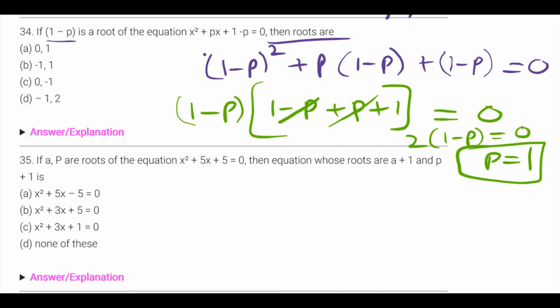P can be 1, or if I solve this, I'll get if p equals to 0, my root is 1. So if p equals to 1, 1 minus p equals to 0. So the roots are 1, 0.